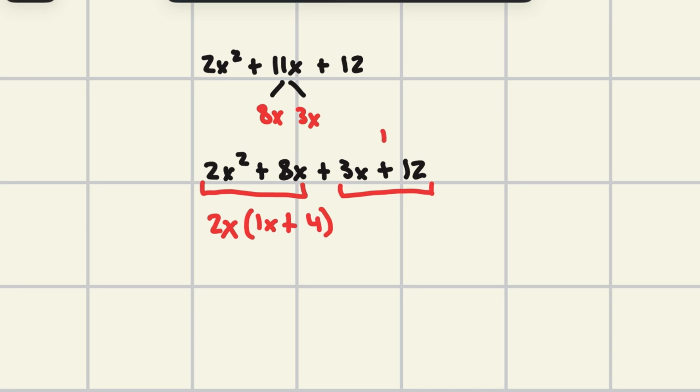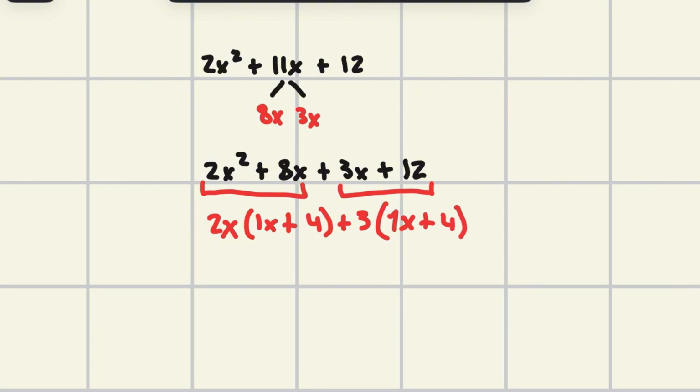So since we're going to take out positive 3, we're going to write positive 3 here. And in the brackets, whatever is remaining. So in this case, if we take out a 3 from here, we'll be left with positive 1. And you can't take out any x's because there's no x here to take away from. So the x remains in the bracket. If you factor out 3 from positive 12, you'll be left with positive 4.